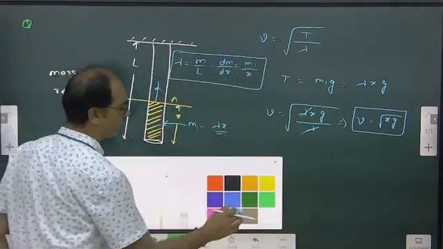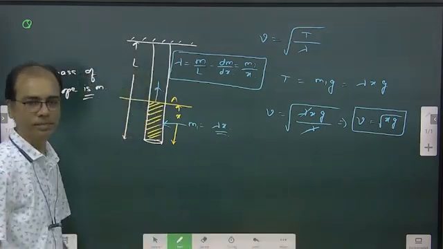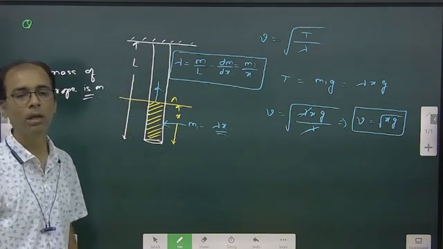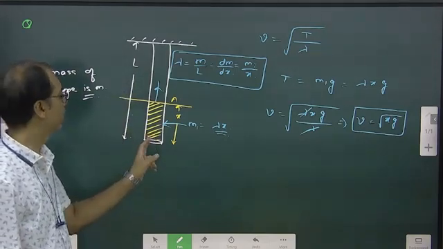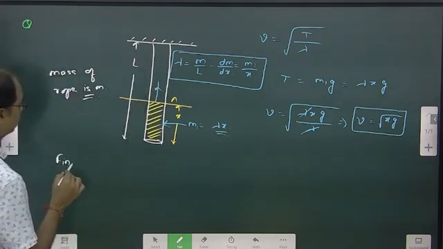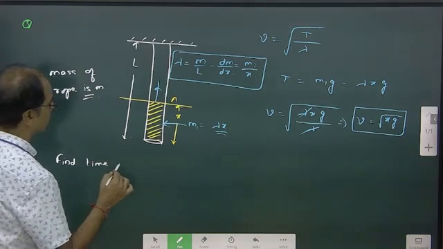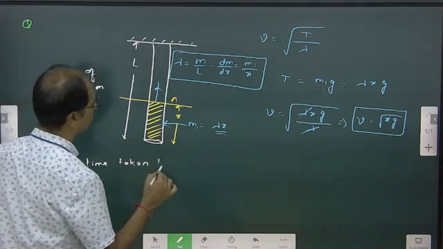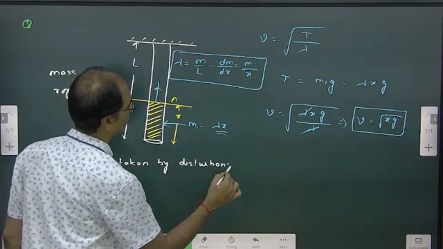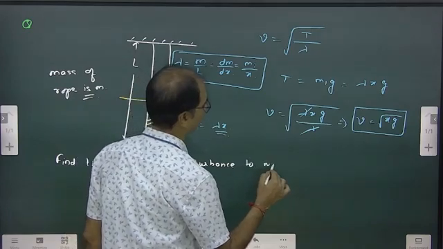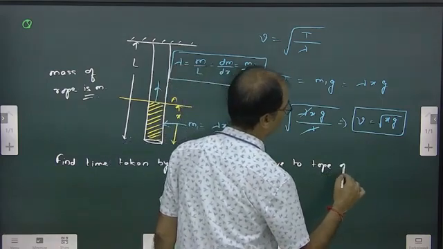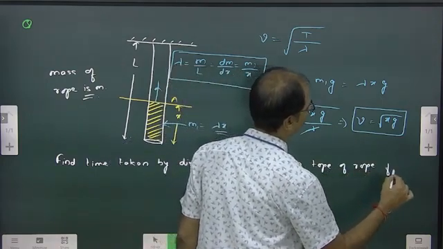Now in this one, we add one more question. What question? How much time does it take to move from here to here? How much time is this disturbance going to take to move from bottom to the top? Find time taken by disturbance to move to top of rope from bottom.